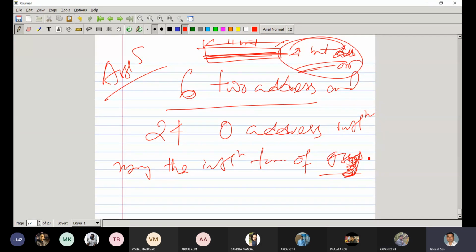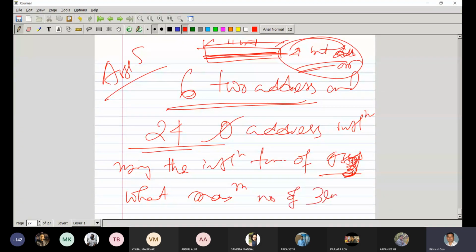Now, the question is: what is the maximum number of one-address instructions that can be added to the set? If they are using 6 two-address and 24 zero-address instructions, what will be the maximum number of one-address instructions possible? Sorry, one-address, because two and zero are already mentioned, na? Am I correct at this point? Yes, sir.